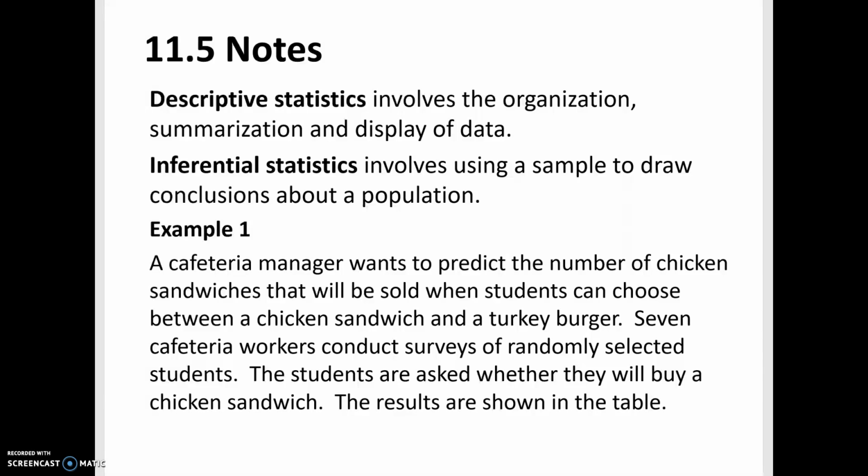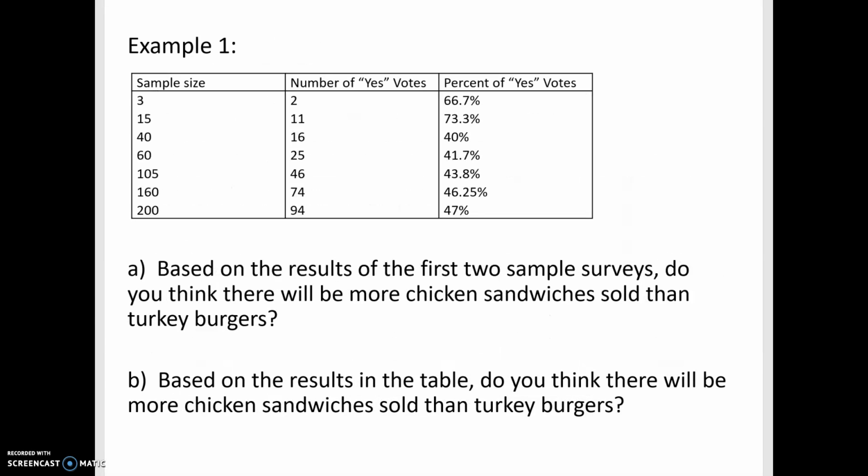So my first example says a cafeteria manager wants to predict the number of chicken sandwiches that will be sold when students can choose chicken sandwich or a turkey burger. 7 cafeteria workers conduct surveys of randomly selected students. The students are asked whether they will buy a chicken sandwich. So this is a yes or a no. And the results are shown in the table on the next slide.